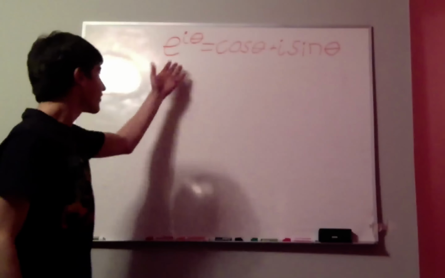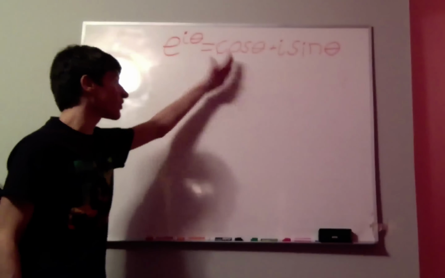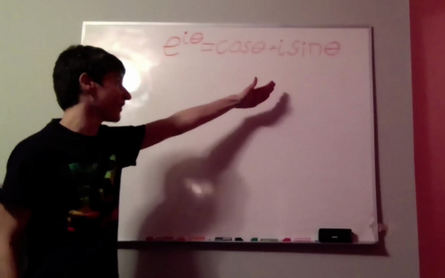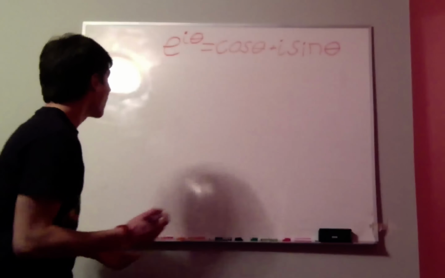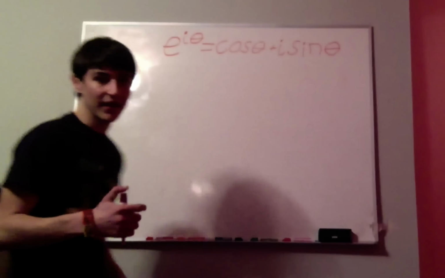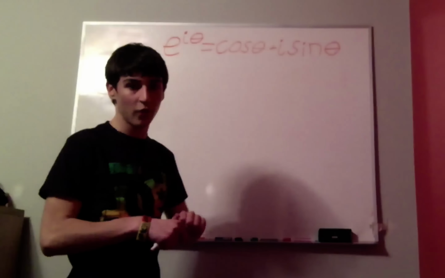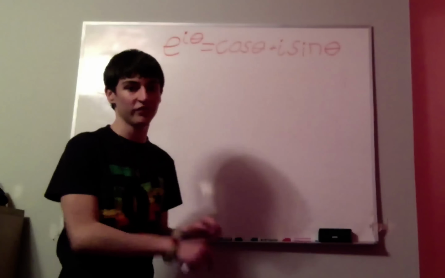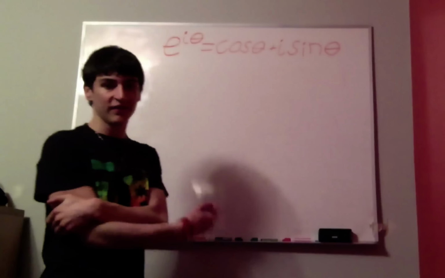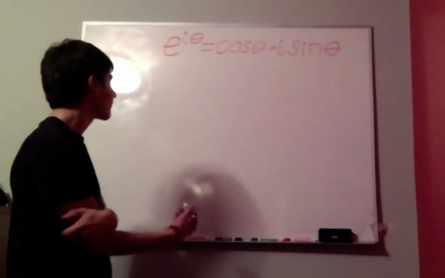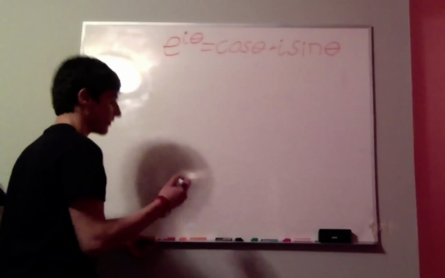So today I'm going to be proving Euler's identity, which is that e to the i theta is equal to cosine theta plus i times sine theta. I'm going to do this by solving differential equations by separating variables. There are other ways of doing this, but that's how I'm going to be doing it. I think that it's clearer than using a Taylor series.